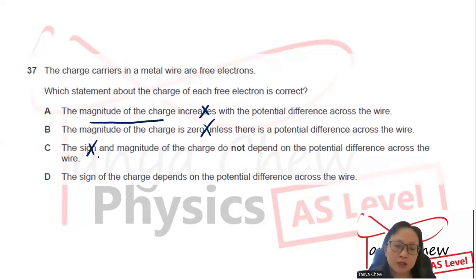So this is wrong. D, the sign of charge depends on the potential difference across the wire. Yes, because it depends on how you arrange that battery or the cell, because the electron will only flow out from the negative terminal to the positive terminal.